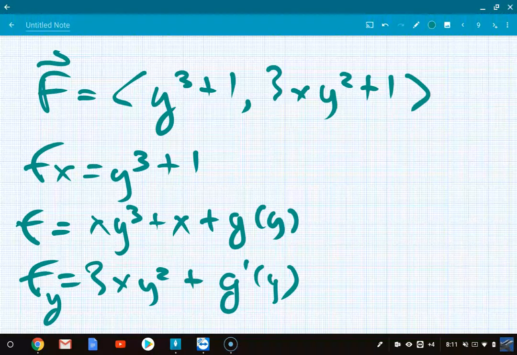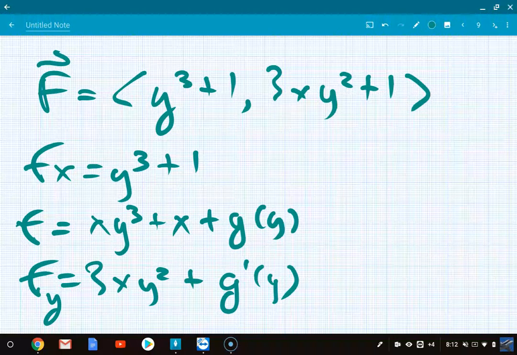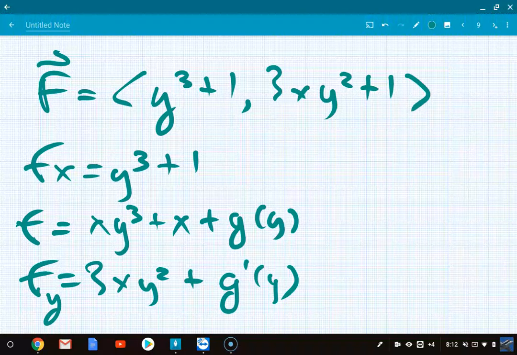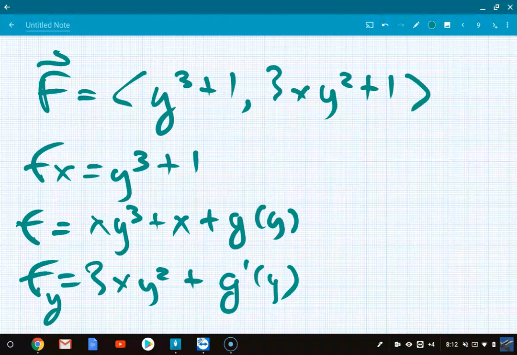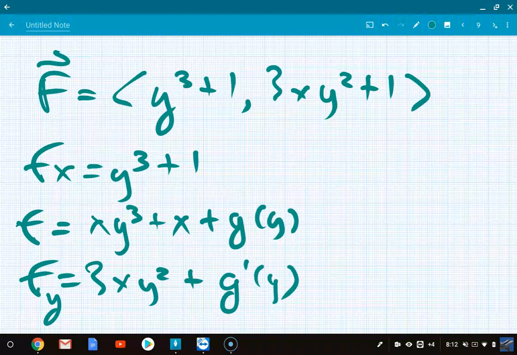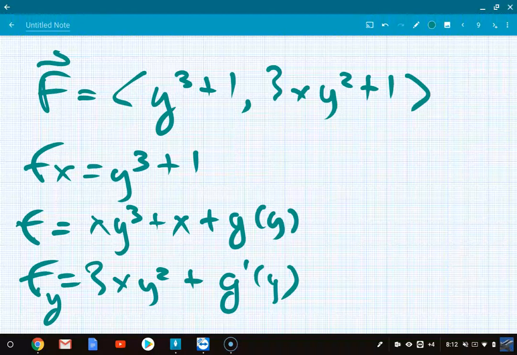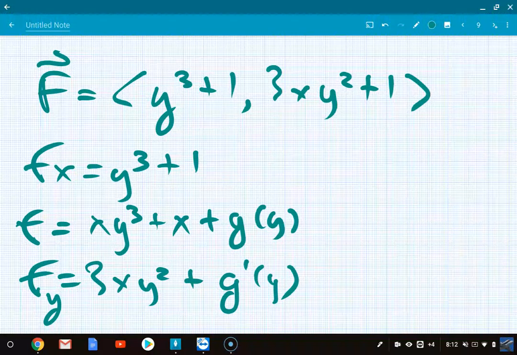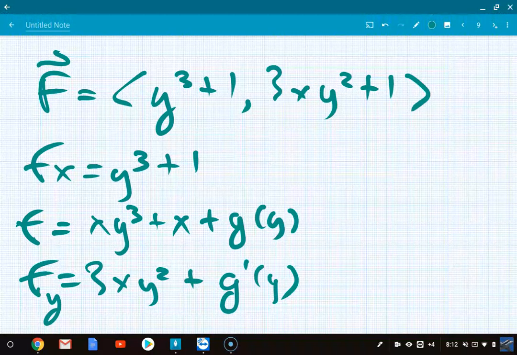Okay, so we got the 3xy squared matches this, and the 1 matches this. So, there you go. So what's g? Is it a function of y? In fact, it is y. Do you see it? If g prime is 1 when you differentiate with respect to y, then integrate the 1 with respect to y, and you get y plus a constant, now a real constant. So what's your potential function? xy cubed plus x plus, what did we just get for this? y plus some real number, whatever it is.